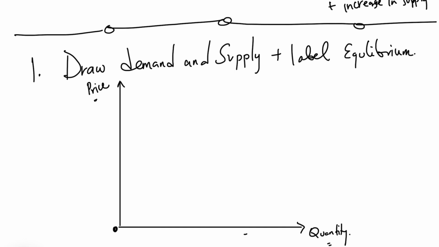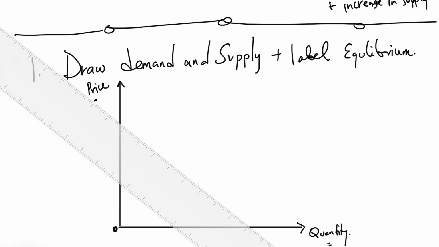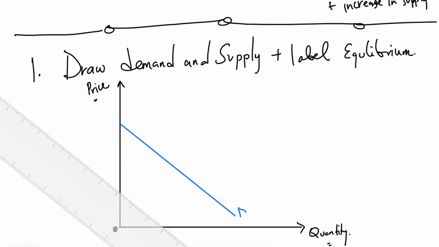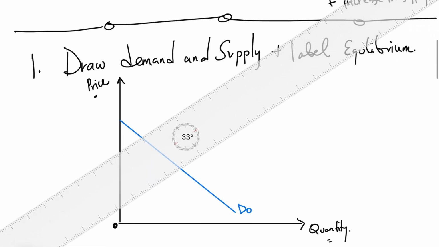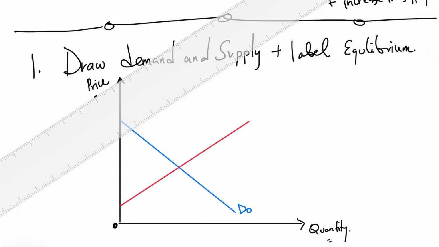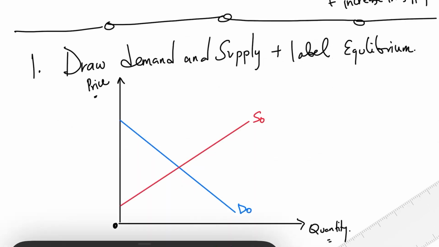So the next thing that we will do is draw the demand and supply curve, and I will use my ruler here to do that. Let's draw the demand curve in blue and the supply curve in red. So demand curve in blue sloping downwards. Let's label the demand curve D0, and then let's draw the supply curve and label it S0. So like that. Okay, changing my ink to black.